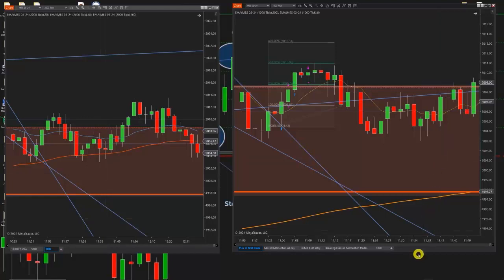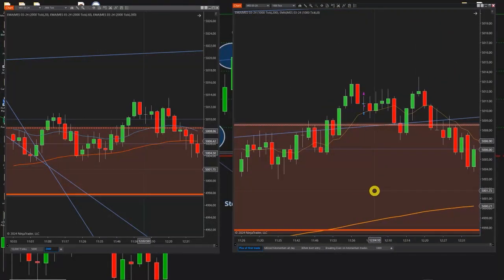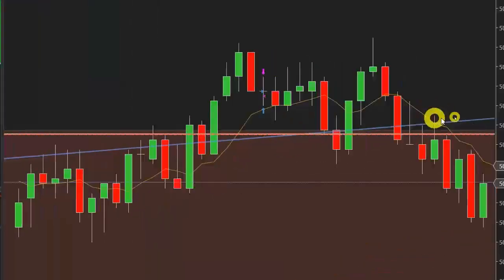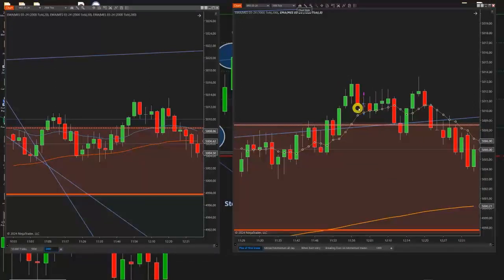So I think, is that the last one? Let's double check here. No, I got one up here that I did. Let's take a look at that. Goes up, comes back down. Why did I even take that trade? I think I was trying to bounce it off of the 8 EMA, and it just didn't go anywhere, so I just got out as soon as possible on it. Maybe I realized it was a bad trade.